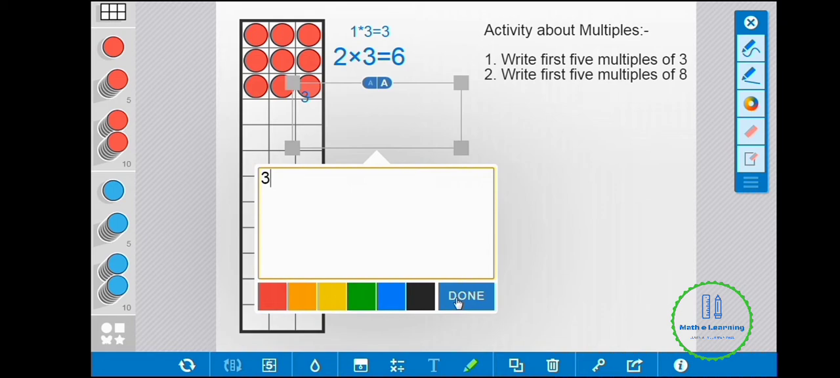Then you can continue if you have the available things with you. Then you can complete all these rows and you can do the multiplication of number of rows with number of columns.